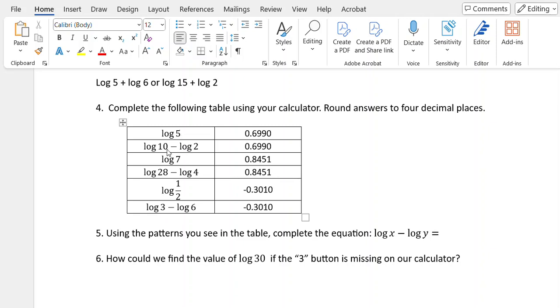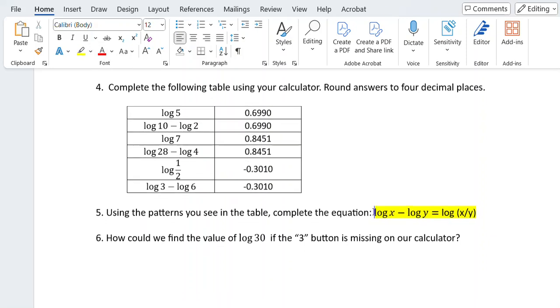So what you are hopefully noticing is that when I subtract two logs, it's the same as when I put them into a single log and divide the two numbers. So log x minus log y is equal to log of x divided by y. And I'm going to highlight that one as well.